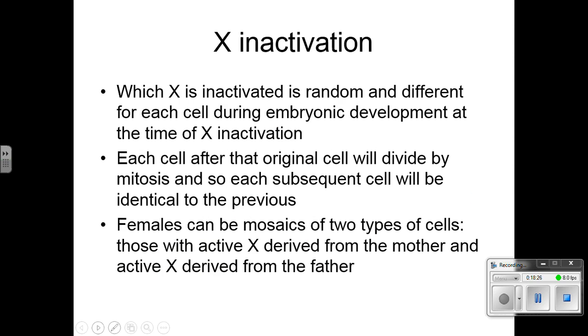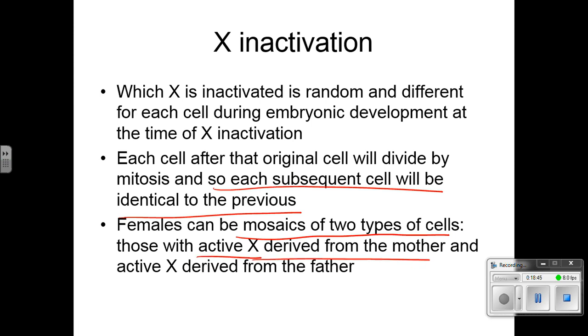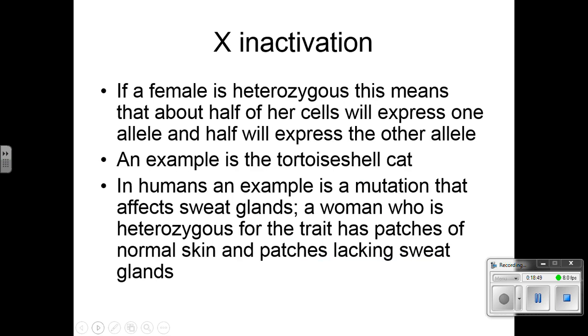Which X is inactivated is random and different for each cell during embryonic development at the time of X inactivation. Each cell after that original cell will divide by mitosis, so each subsequent cell will be identical to the previous cell. Females can be mosaics of 2 types of cells: those with the active X derived from the mother, and those with the active X derived from the father. If the female is heterozygous, this means that about half of her cells will express one allele, and half will express the other. That's kind of cool.